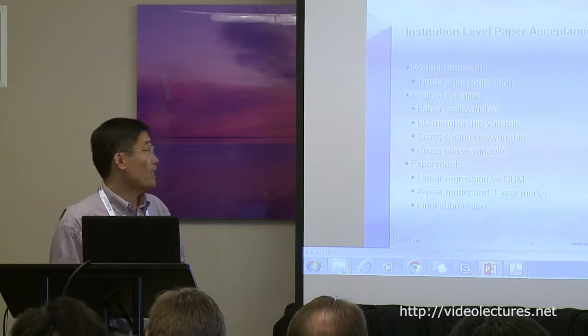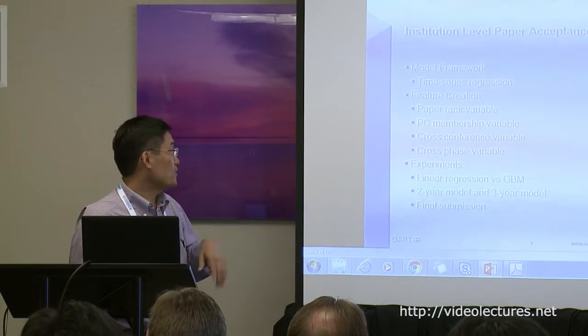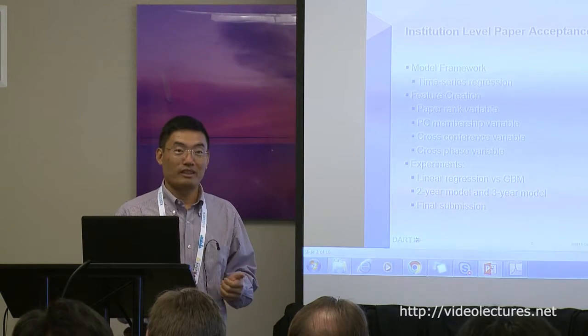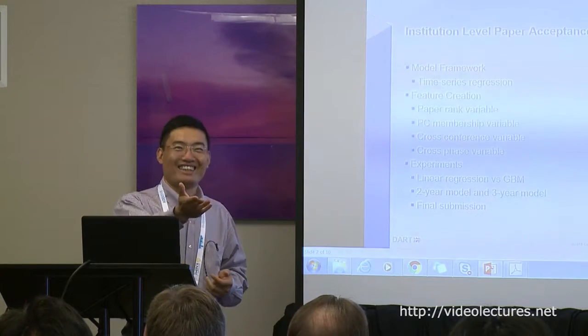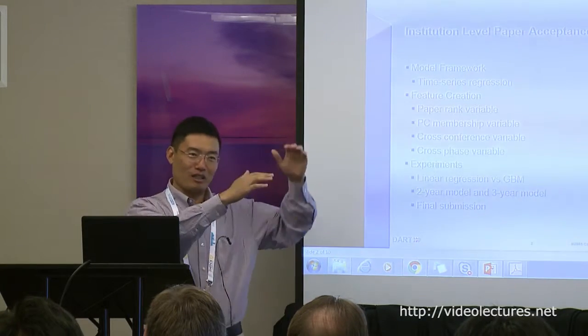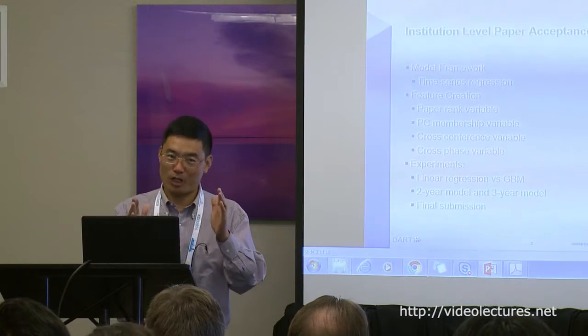The first is the paper rank variables, basically your historical number of papers accepted every year. Then another one is the PC membership variables, which is program committee membership. If this author is part of this conference's program committee, then you probably have a high chance of having your paper accepted. And that information is available on each conference website. So we crawled that information down, got the lists, and matched them to this conference's paper author list.